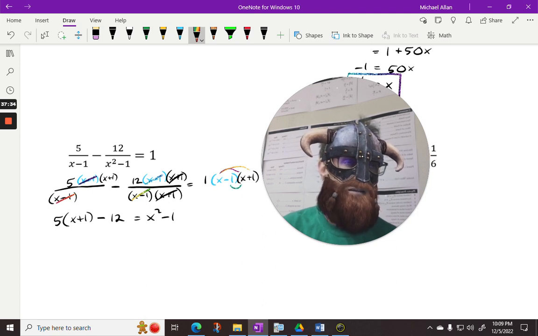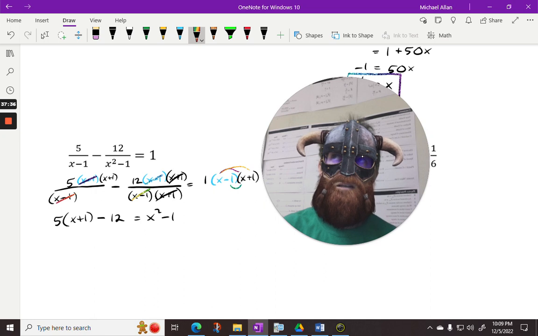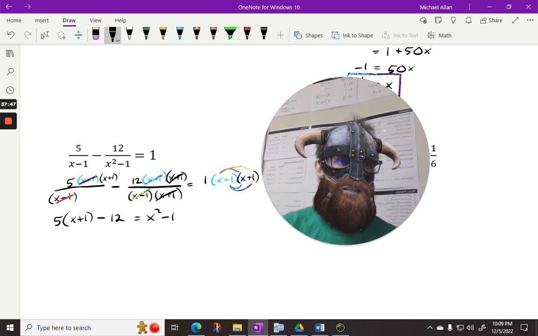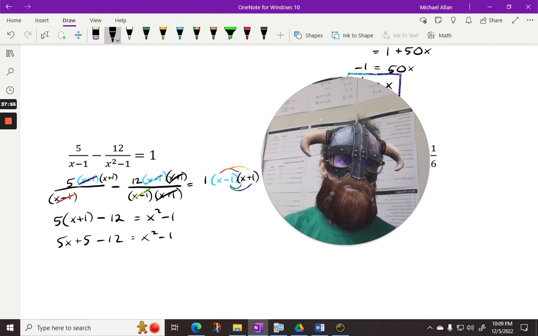Then negative 1x plus 1x, well, that's 0 x's, so that's why there's no third term here. And then negative 1 times 1 is negative 1. So you do it all. It does simplify down because those are conjugates. So you get 5x plus 5 minus 12 is equal to x squared minus 1. Make it equal to 0.